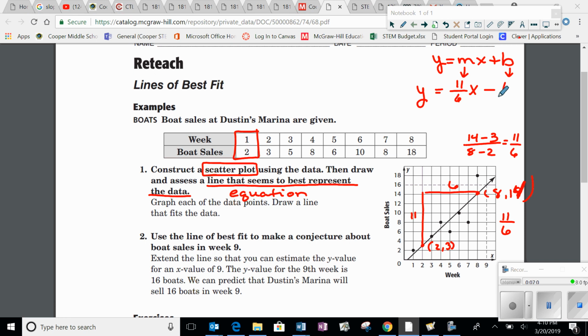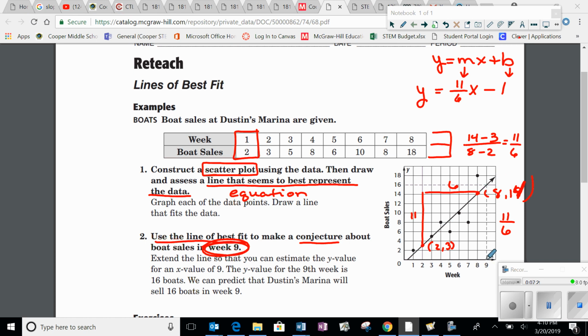Part 2 says, use the line of best fit to make a conjecture, which is just a prediction, about the boat sales at week 9. At week 9, what do we think is going to happen? So I'm going to use the line. There's not a point at week 9. I do not have anything in my table for week 9, so I have to use the line to make a prediction or a conjecture.